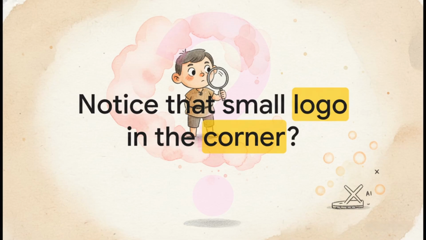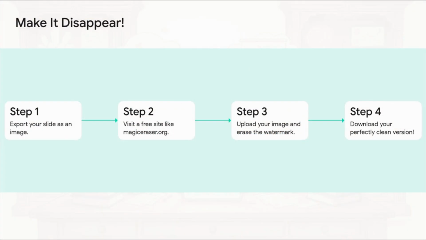And you can get it for free. Here's how you do it. It's so easy. First, just export your slide or your infographic as an image file. Then, pop over to a free website like magiceraser.org. You upload your image, use the little brush to highlight the logo, and poof, it's gone. Then you just download your perfectly clean version and you are all set.